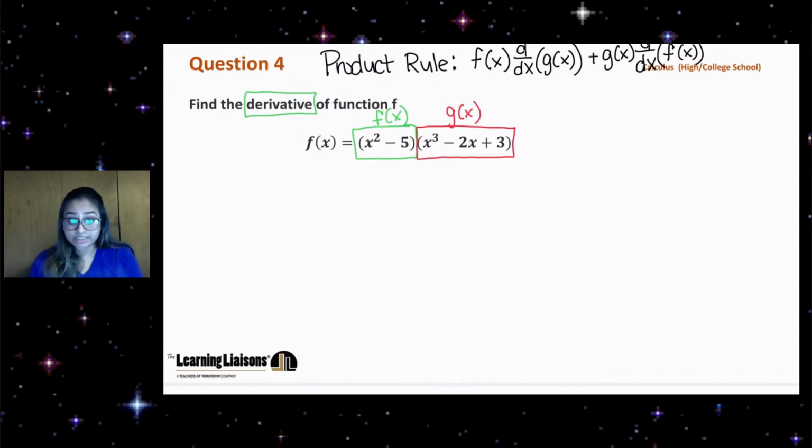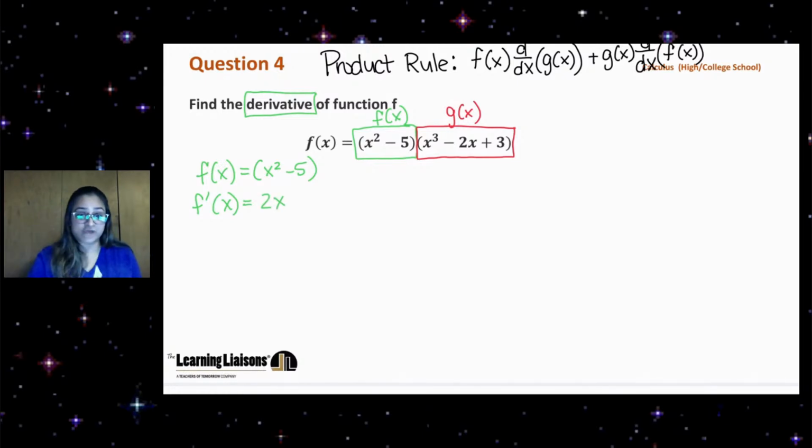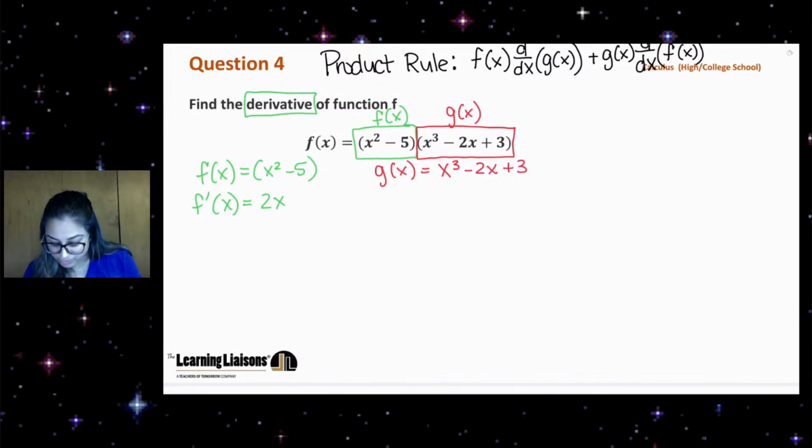So here we go. I'm going to take the derivative of f of x. So I have my f of x is equal to x squared minus 5. My derivative, my f prime of x, is now going to be equal to 2x. Take my 2 to the front and I lessen the power by 1, so I still have 1x left. Now my g of x is equal to x cubed minus 2x plus 3. So my g prime, which is the derivative of g, is going to be equal to 3x squared minus 2.